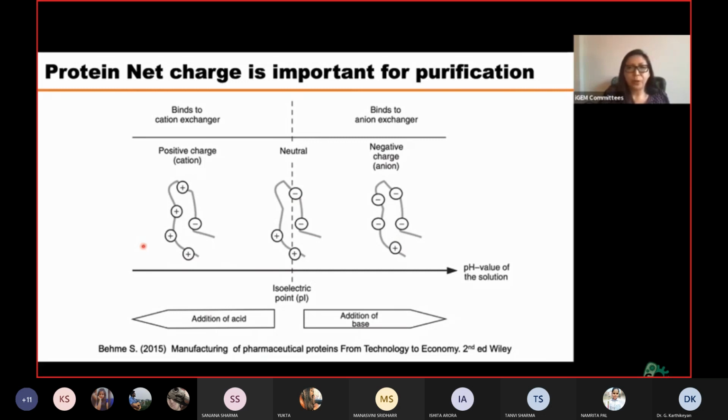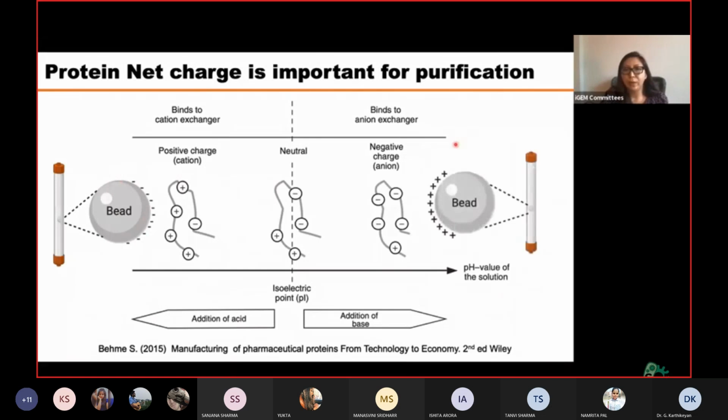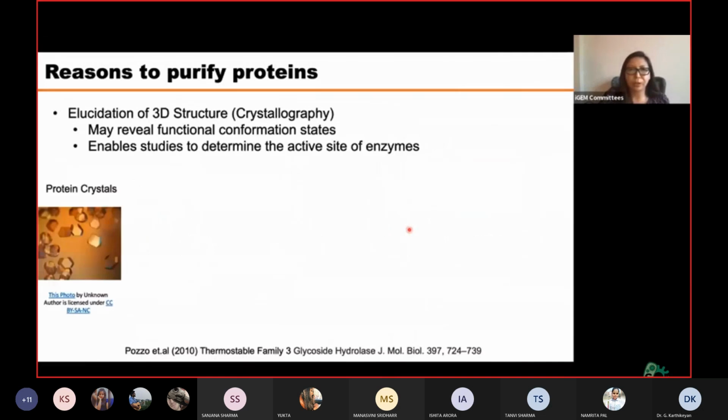This is good to know because when you purify proteins, you will choose a resin, you will choose a column, and the resin will be full of beads, and the beads will have charges. So I will choose a negatively charged bead. My protein, at this pH, let's say 5, will bind, and this is how I'm going to purify. This is called cation exchange, and this is called anion exchange chromatography. This is why it's really important to know the net charge.